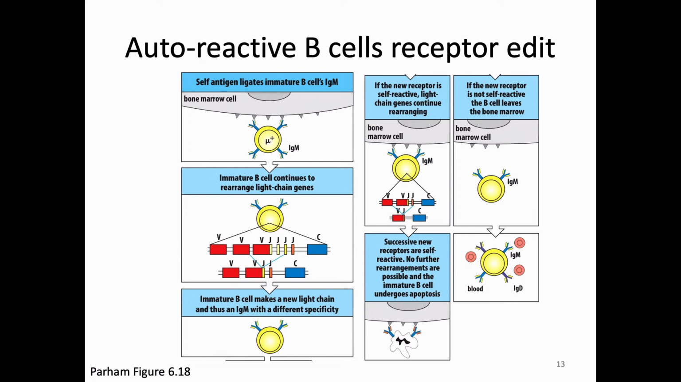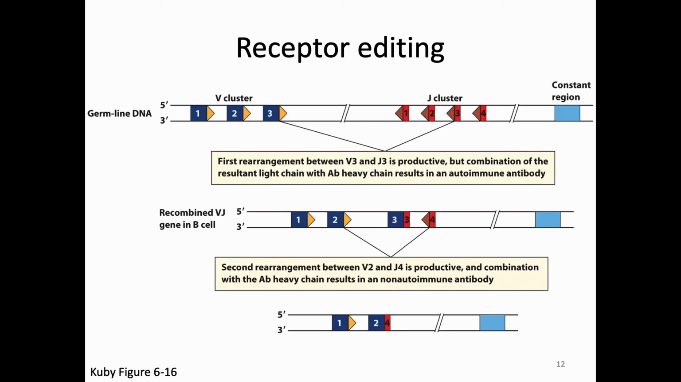If it's not self-reactive, it's good. It gets to leave. If it is self-reactive, then it might try again to receptor edit, if it's in a case like this where there's still more V's and J's left. On the previous slide, there were not any more V's and J's left. So this B cell couldn't do it anymore on this chromosome.